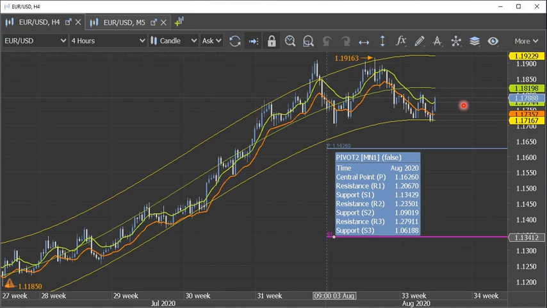So from that perspective, we have to figure out what the levels and possibilities are in the euro USD. Here the price action is still in the bullish zone, as it is trading above the central pivot point, which is around 1.162. And on the lower side, as I said, we are finding buying support around 1.17.